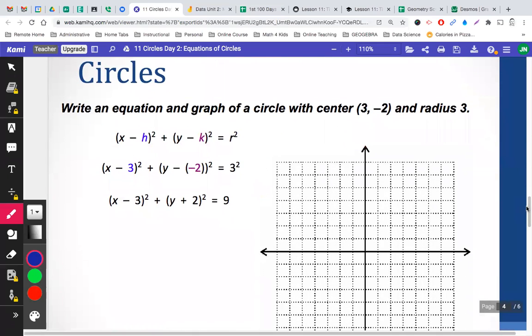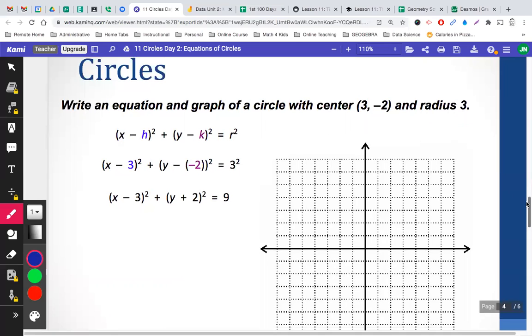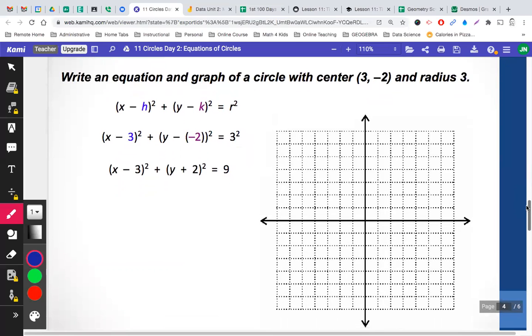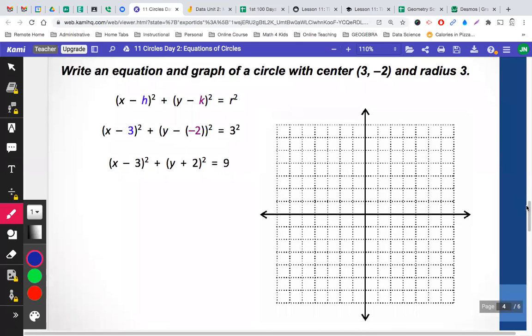Right. Next couple involve writing an equation and then sketching a graph. This one goes through writing an equation for us. Write an equation and graph of a circle with center at 3, -2, and a radius of 3.